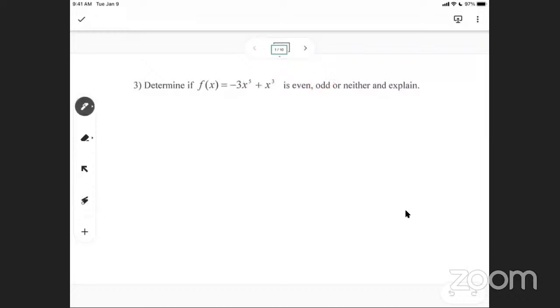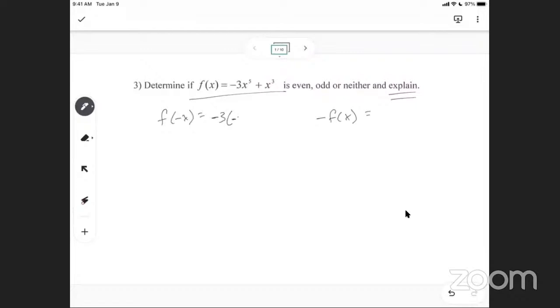The way you can explain it, there's a couple ways. You can either graph it and show that it's symmetric about the origin, or you can find f of negative x and negative f of x, and they will be equal to each other. And that's one of the definitions, or determining factors, of even and odd functions, or an odd function, I should say. So let's do it that way.